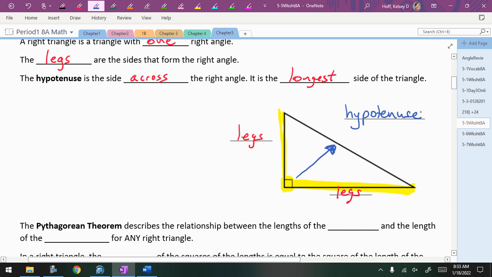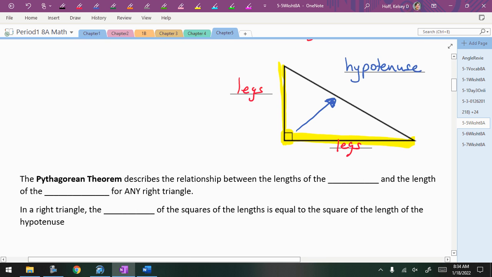Hypotenuse. Can you guys say that? Hypotenuse. Very good. And we also know it's the longest. So every single time, that side should be the longest. It's a good way for us to check. Leg, leg, hypotenuse. Leg, leg, hypotenuse.